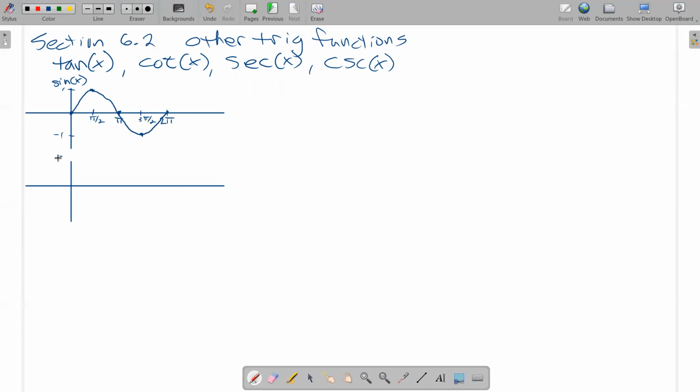Cosine's pretty similar. Same shape, different starting point. So pi is about there, 2 pi is about here. Cosine has its max of 1 also, its min of -1, but cosine starts off at its maximum value. And then it's going to come down through the axis at pi over 2. It's going to hit its min right in between 0 and 2 pi, and it's going to hit its max again at 2 pi, finishing one wave, one cycle, one oscillation.